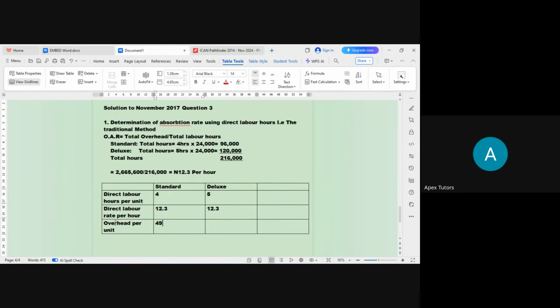Can you help me out, please? Because of these, 49.2. And for this, 5, this should be 61.5. So this is the overhead per unit. That's use the direct labor rate to compute the overhead rate attributable to a unit of standard and the loss. So this is it, overhead per unit. I believe everybody should be able to do this.